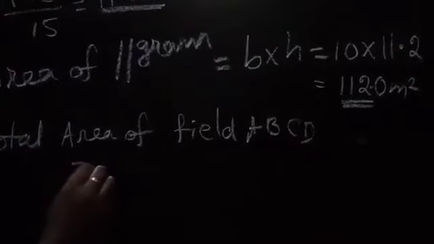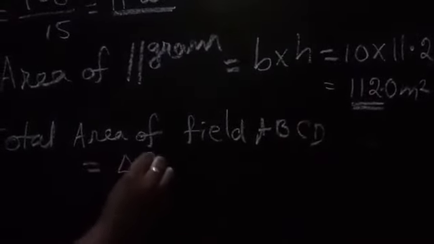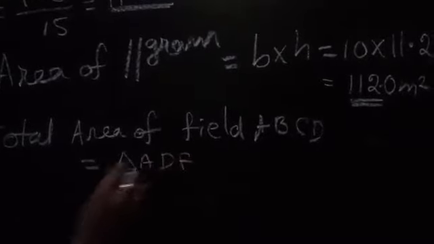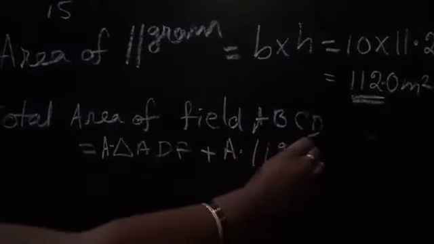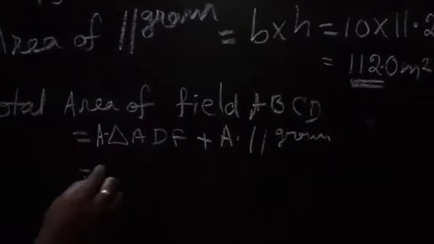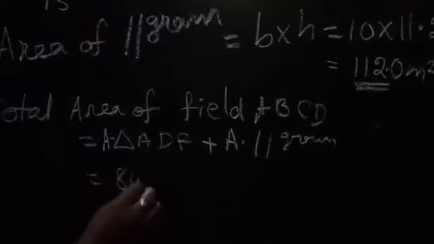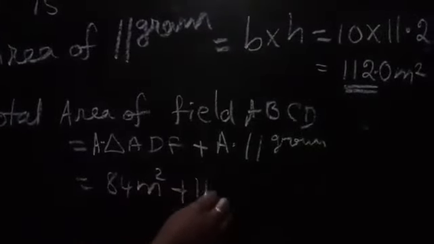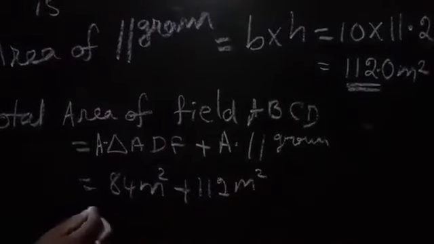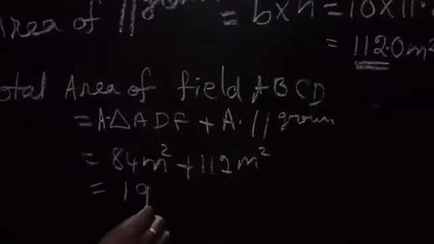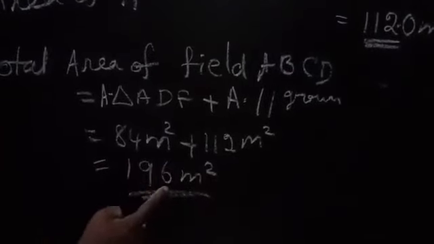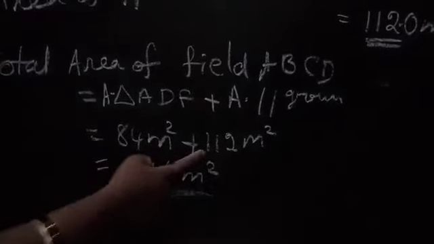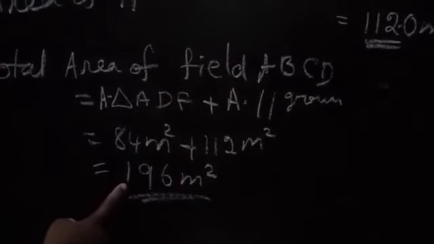ABCD equal to triangle ADF area also plus area of parallelogram also we have to add. So here we got that is 84 meter square plus 112 meter square. All if you add we'll get 196 meter square. 4 plus 2 is 6. 1 plus 8 is 9. This is what our area of field ABCD.